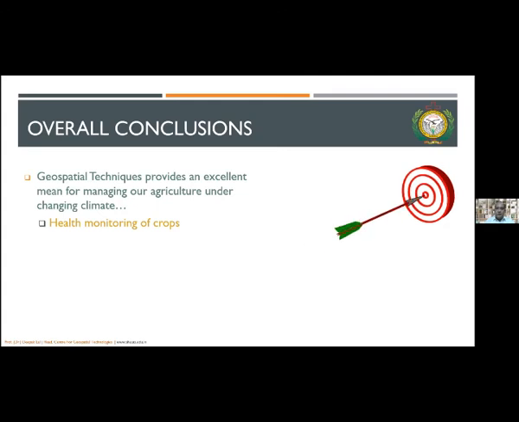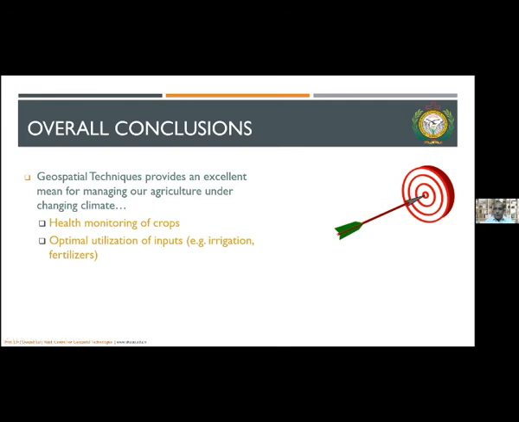Okay, we can optimize the use of inputs, for example, irrigation and fertilizer, insecticides or pesticides. We can do all these things if we have information about the health of the crops. Otherwise, even if the crop is healthy, we are applying fertilizer, and we are putting all the insecticides and pesticides.